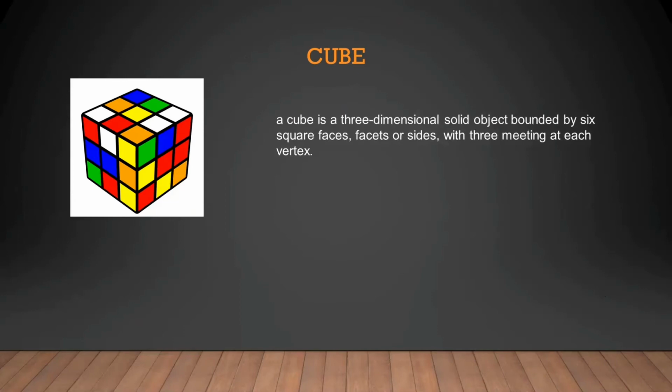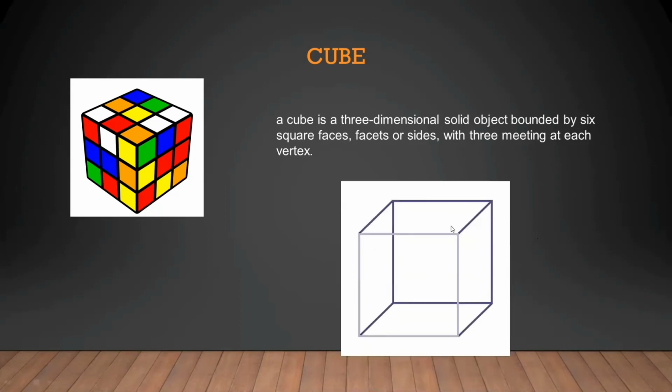So, ang cube is a three-dimensional solid object bounded by 6 square faces or the sides with 3 meeting at each vertex. So, lahat yan ay square. Yung mga faces niya ay square. Ayan yung mga faces natin. And then, yung ating vertex, sabi, with 3 meeting at each vertex.